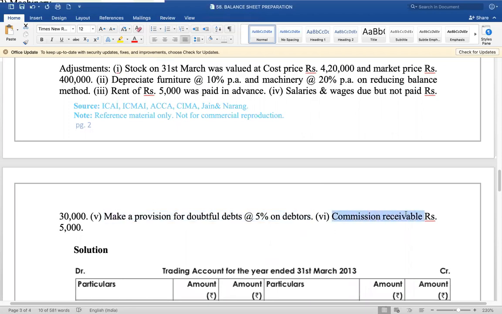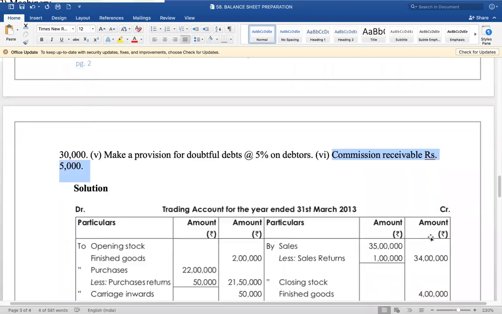Commission receivable, 5,000. Okay, income due but not received. That's an income. It has become due. You're supposed to receive but you have not received. It's an asset for you. Right, let's jump into the solution.